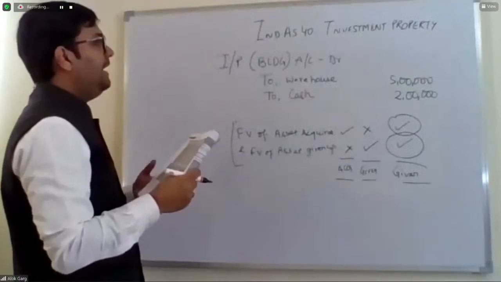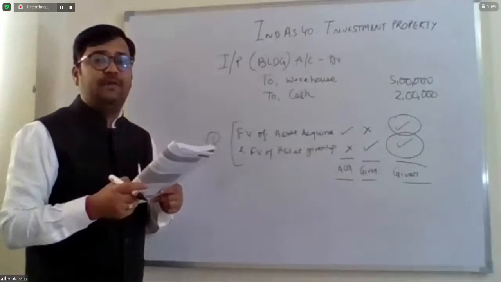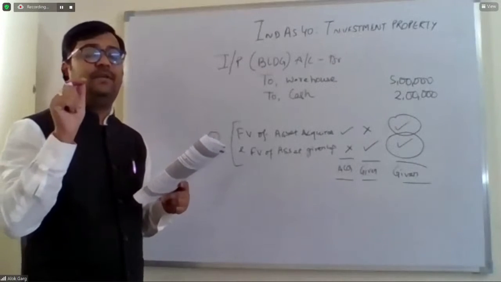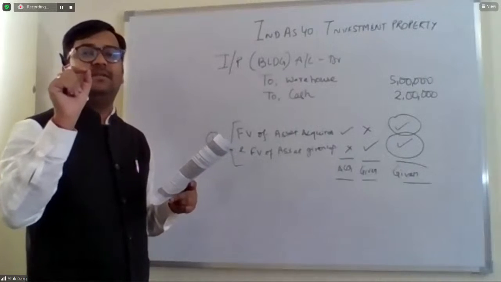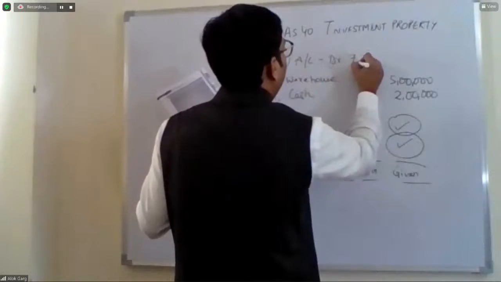Okay, and this building has to be debited. So at what value this building has to be debited? This building has to be debited on the basis of fair value of asset given up, which is 7 lakh.